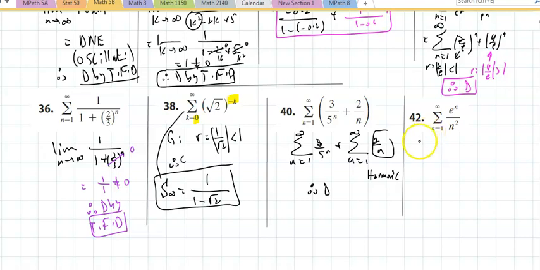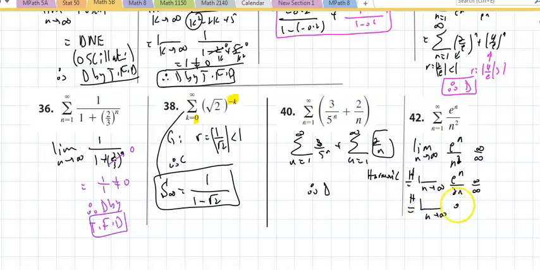Okay, last problem. If I take the limit as n approaches infinity of e to the n over n squared, that's infinity over infinity. By L'Hopital, that's the limit as n approaches infinity of e to the n over 2n. That's still infinity over infinity. L'Hopital again, that's the limit as n approaches infinity of e to the n over 2. That would be infinity, which is not 0, therefore it diverges, by the test for divergence.